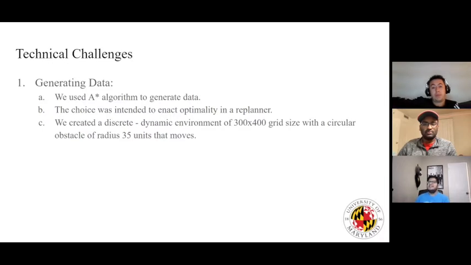The thing is, we decided to reduce the problem to a discrete one to understand the optimal nature of such planners. So we decided that we'll be using A star and RRT star to generate the data set. This was partly because A star is an algorithm that focuses on the optimality of the graph search, the graph traversal space. So to deal with that, we created a discrete but dynamic environment of 300 by 400 grid size with a circular obstacle of radius 35 units that moves randomly.